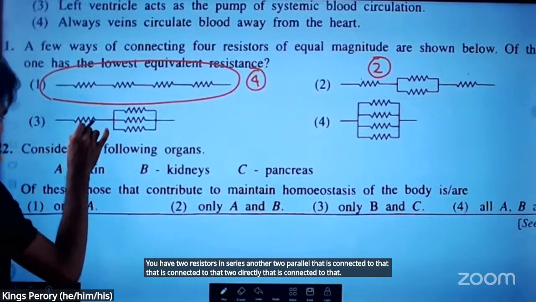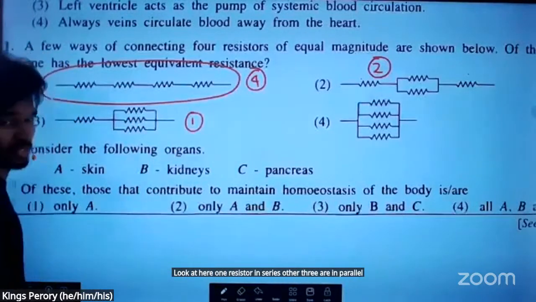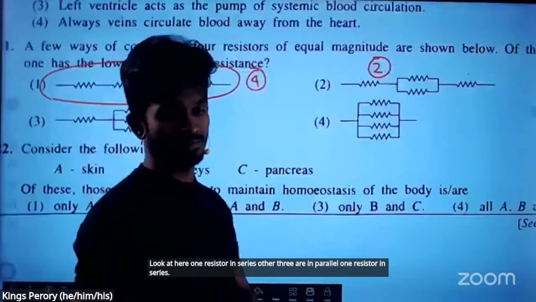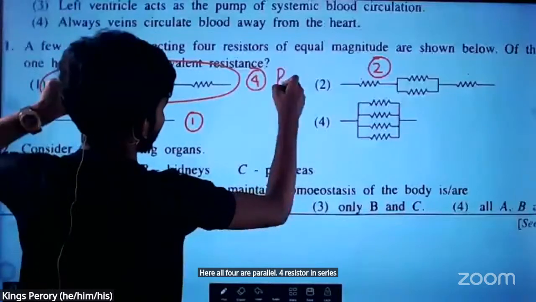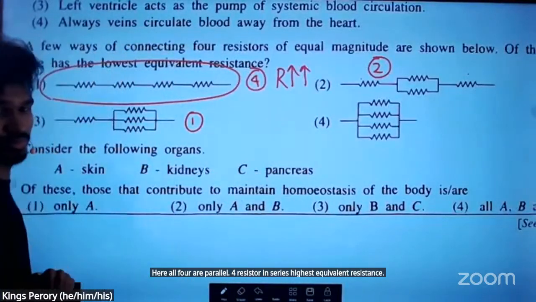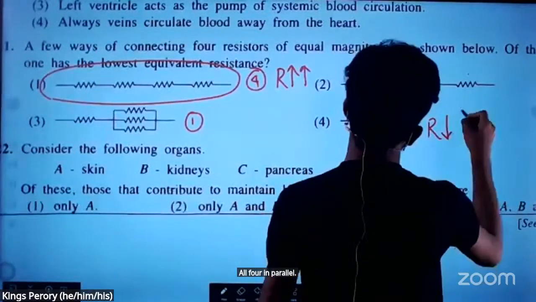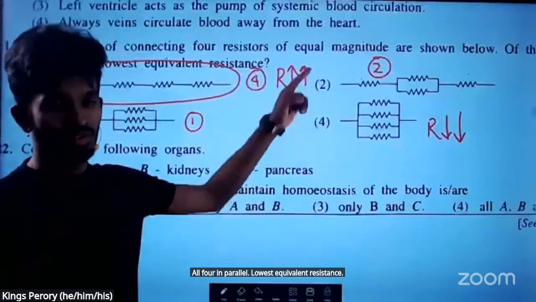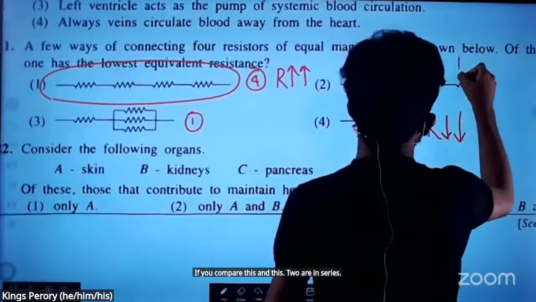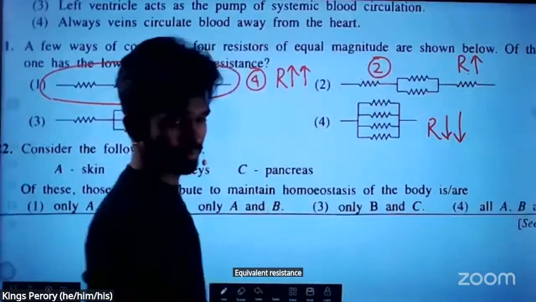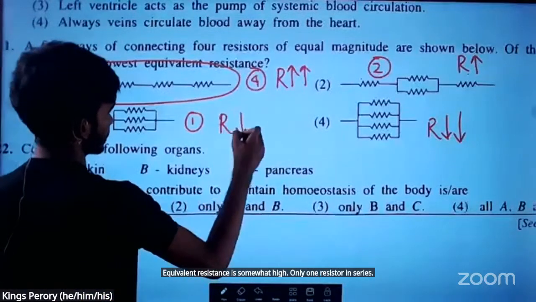Look at here. One resistor in series, other three are in parallel. One resistor in series. Here, all four are parallel. Four resistors in series, highest equivalent resistance. All four in parallel, lowest equivalent resistance. If you compare this and this, two are in series, equivalent resistance is somewhat high. Only one resistor in series, equivalent resistance is somewhat low.